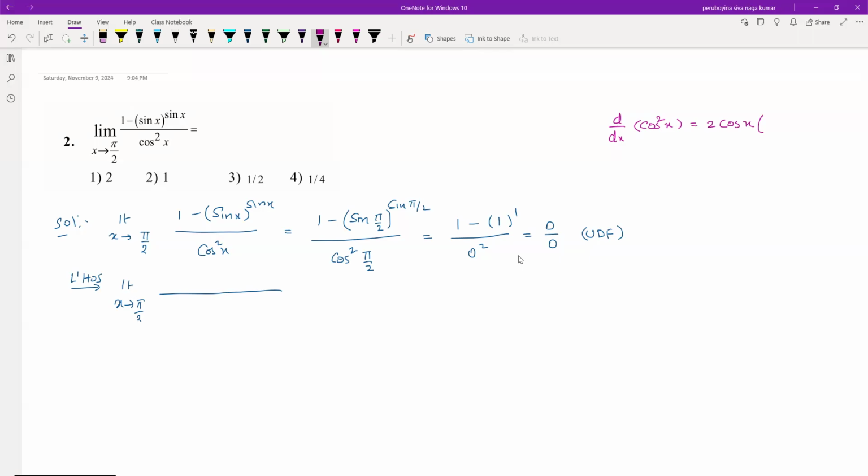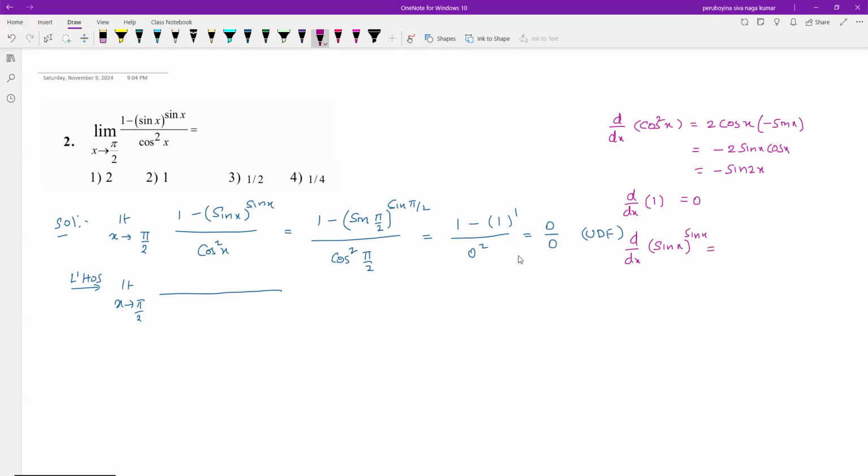So we will continue the differentiation procedure. This procedure is called the chain rule. Cos x derivative was minus sin x. So finally, we got minus 2 sin x cos x. And from trigonometry, we know that 2 sin x cos x is sin 2x. So just write down sin 2x. Now in the numerator, the derivative of 1 is 0. And along with that, you can see sin x power sin x.